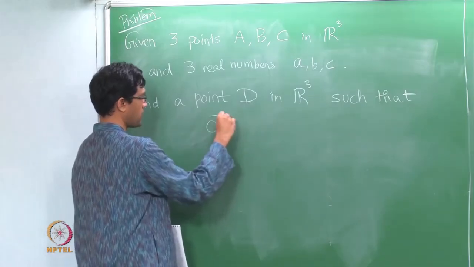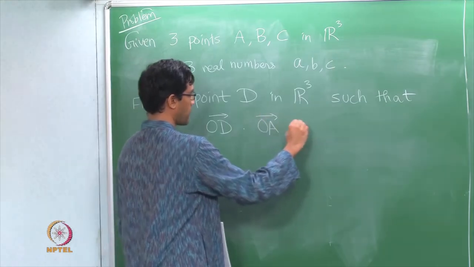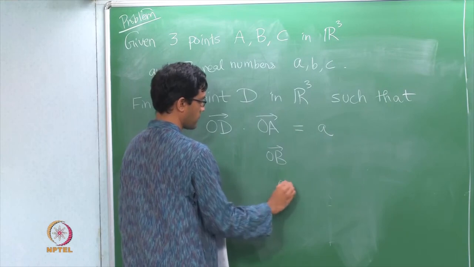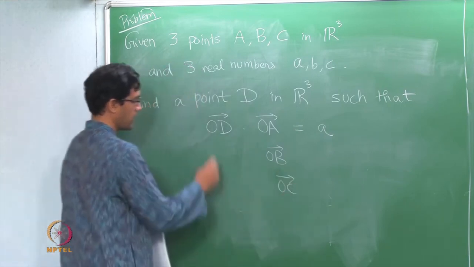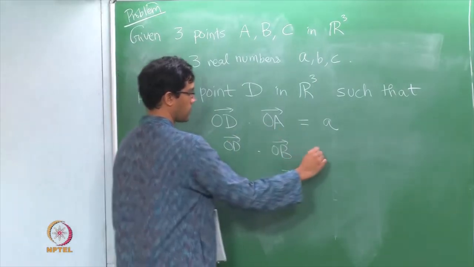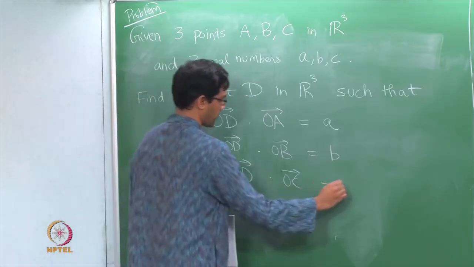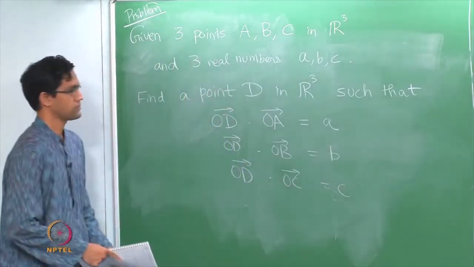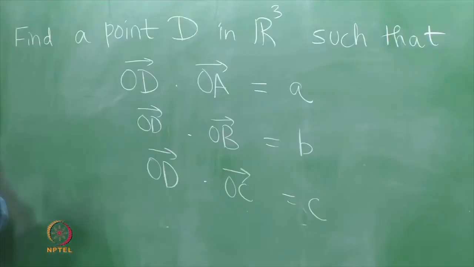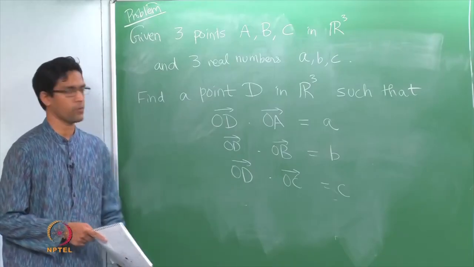The position vector of D has prescribed dot products with these 3 other position vectors. So I have 3 position vectors OA, OB, and OC. I want OD to have dot product A with OA, dot product B with OB, and dot product C with OC. Okay, so again, it's sort of like the polynomial condition. I have three given vectors, and I want the dot product to be certain values at those 3 points.